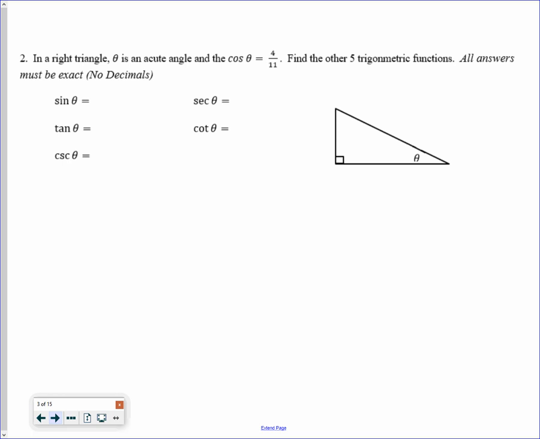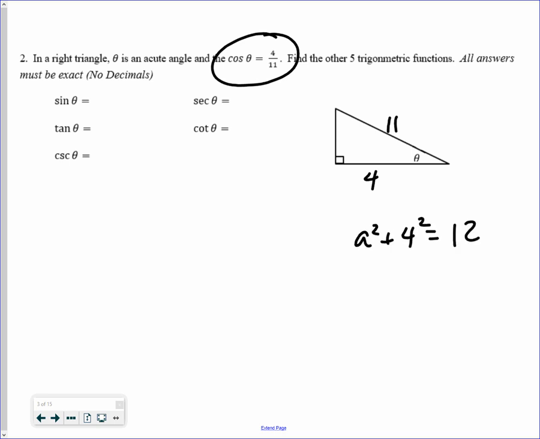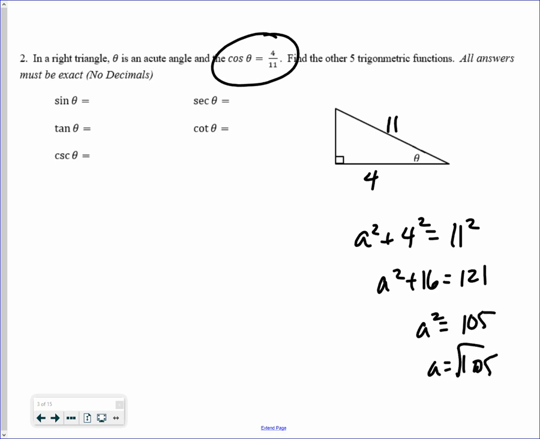I'm going to give you 1 trig ratio, and they want to know the other 5. And again, they don't want decimals here, and they don't want you to actually solve for theta. They just want you to give the ratios. So going to the picture here, this side would be 4. This side would be 11, because you're talking about the adjacent and the hypotenuse. Using Pythagorean theorem, A squared plus B squared would equal C squared. Solving, A squared plus 16 equals 121. A squared equals 105. A would equal the square root of 105. So now I know all the information that I need.